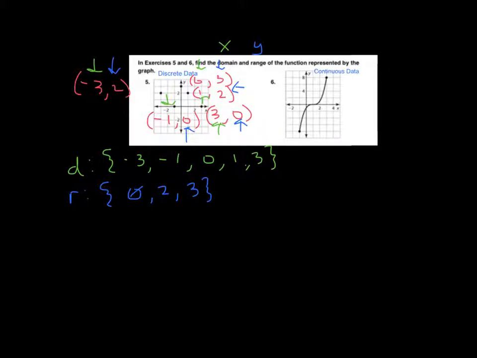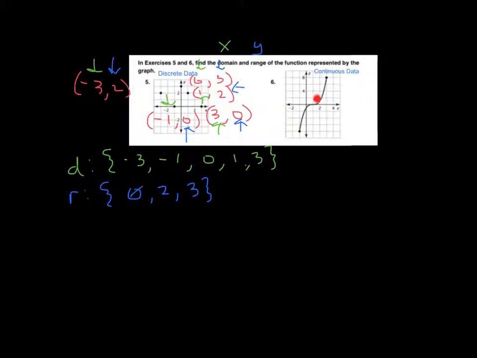So I have 0, and that happened twice, but I just listed it once. I have 2, that happened twice, but I just listed it once. And then I have 3, okay? And those are inside brackets. So discrete data, you're going to write like this. You're just going to simply list out your x values and list out your y values.